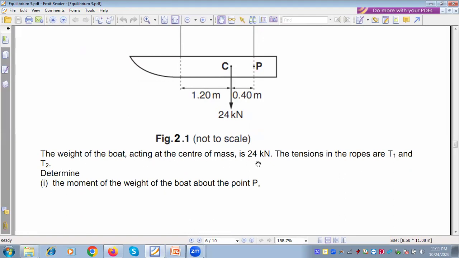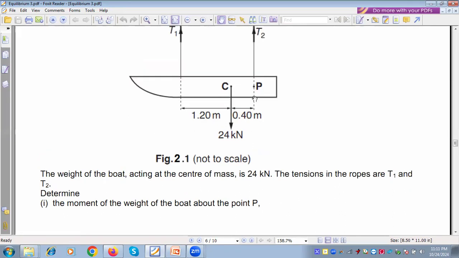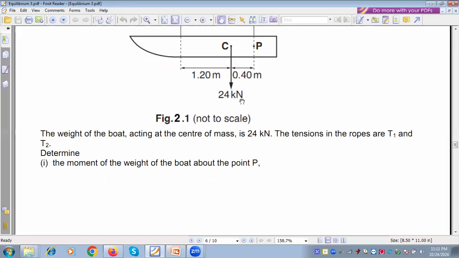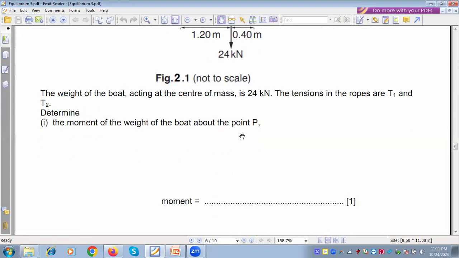The weight of the boat is 24 kilonewton. The tension in the ropes are T1 and T2. Determine the moment of the weight about P. P is to be taken as a pivot where T2 is acting. What is the advantage of taking P as a pivot? So that the moment caused by T2 will be 0. Why will the moment caused by T2 be 0? Because it is acting at the pivot. So we can easily find out T1 later on. But here in the first part, we have to find out the moment caused by the 24 kilonewton weight of the boat about P.